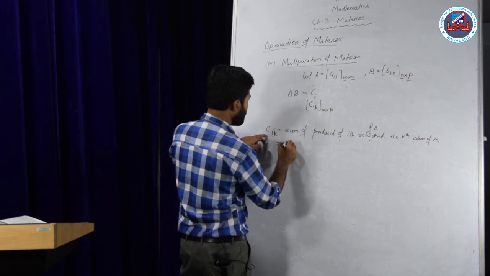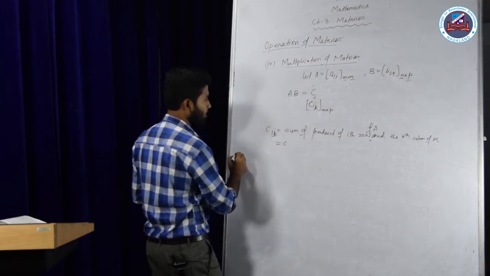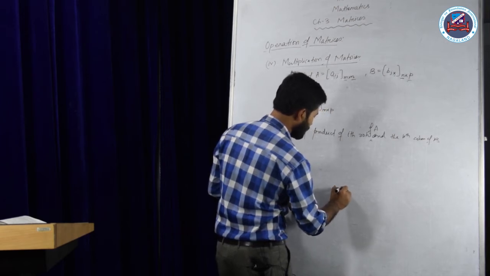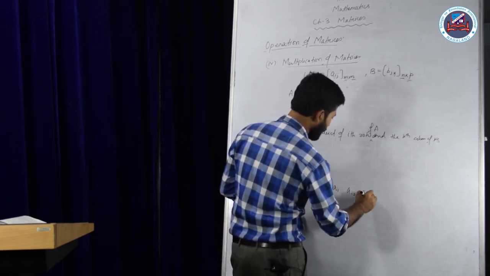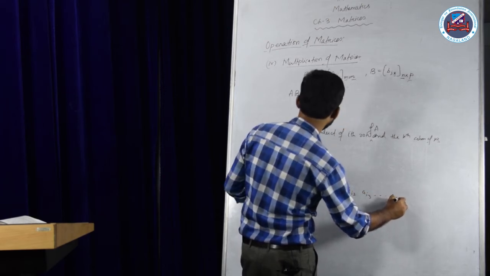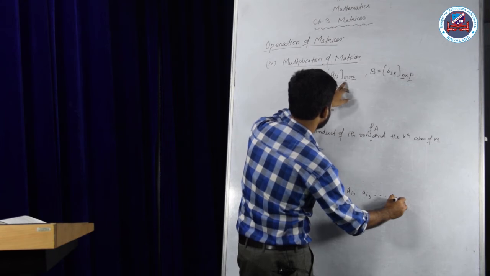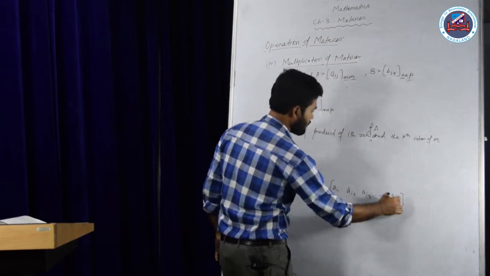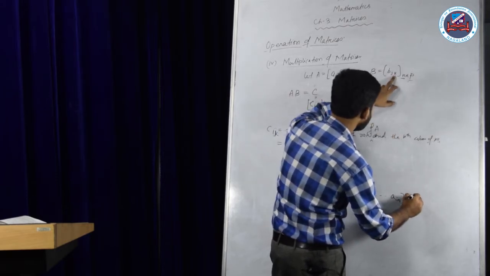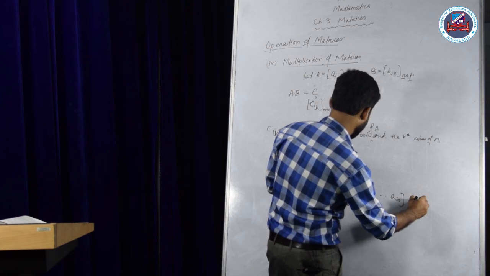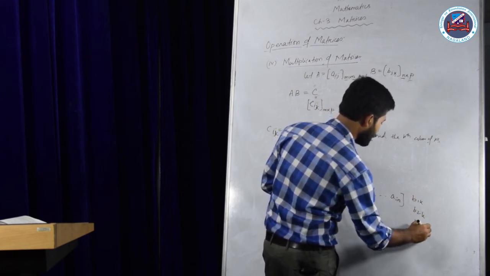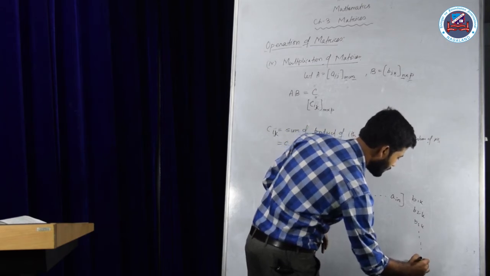So what will this look like? This will look like the ith row of A. That means, let me write here. What will be the ith row? It will be Ai1, Ai2, Ai3, and so on up to Ain, since A has m rows and n columns. So n columns, Ain. And what is the kth column? It will be B1k, B2k, B3k, and so on up to Bnk.